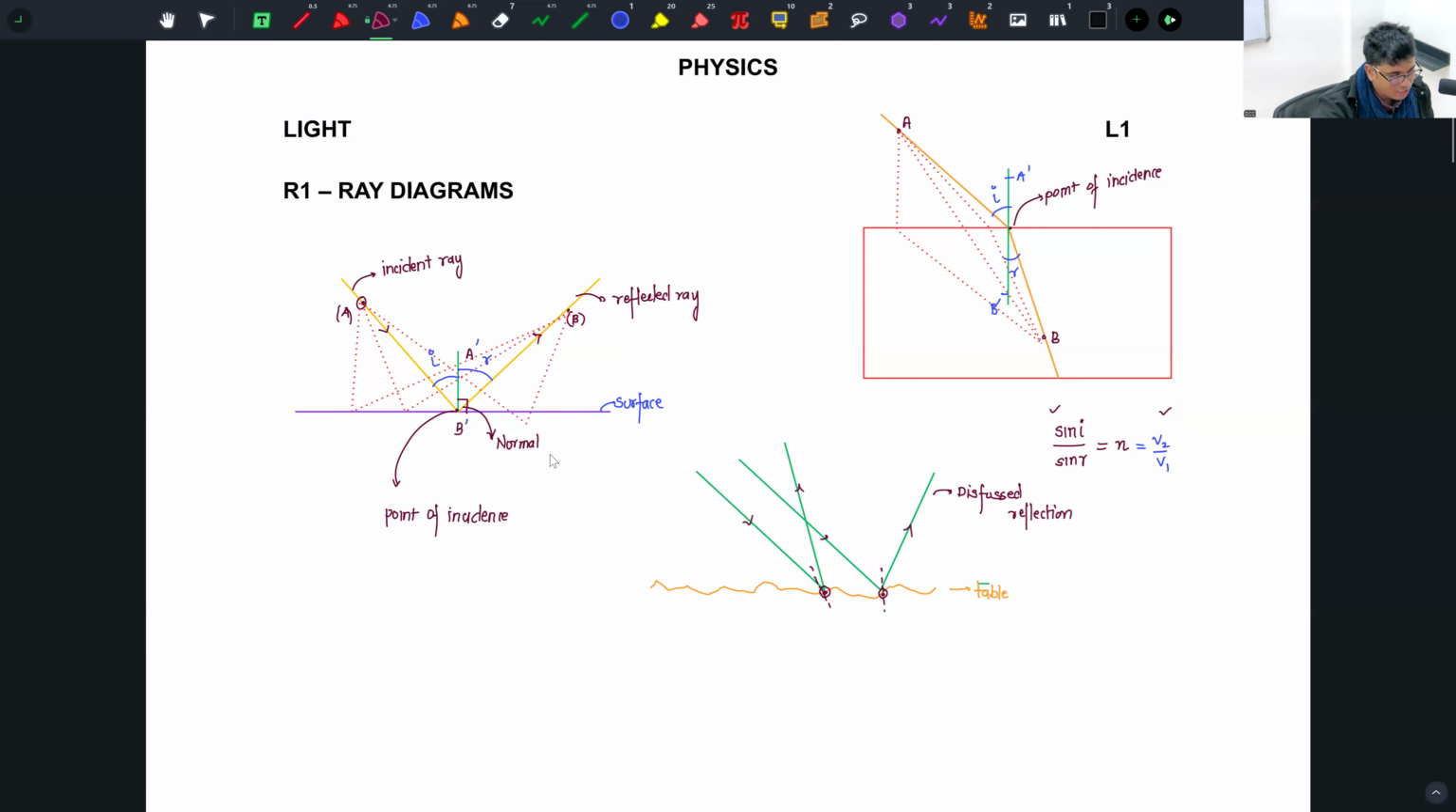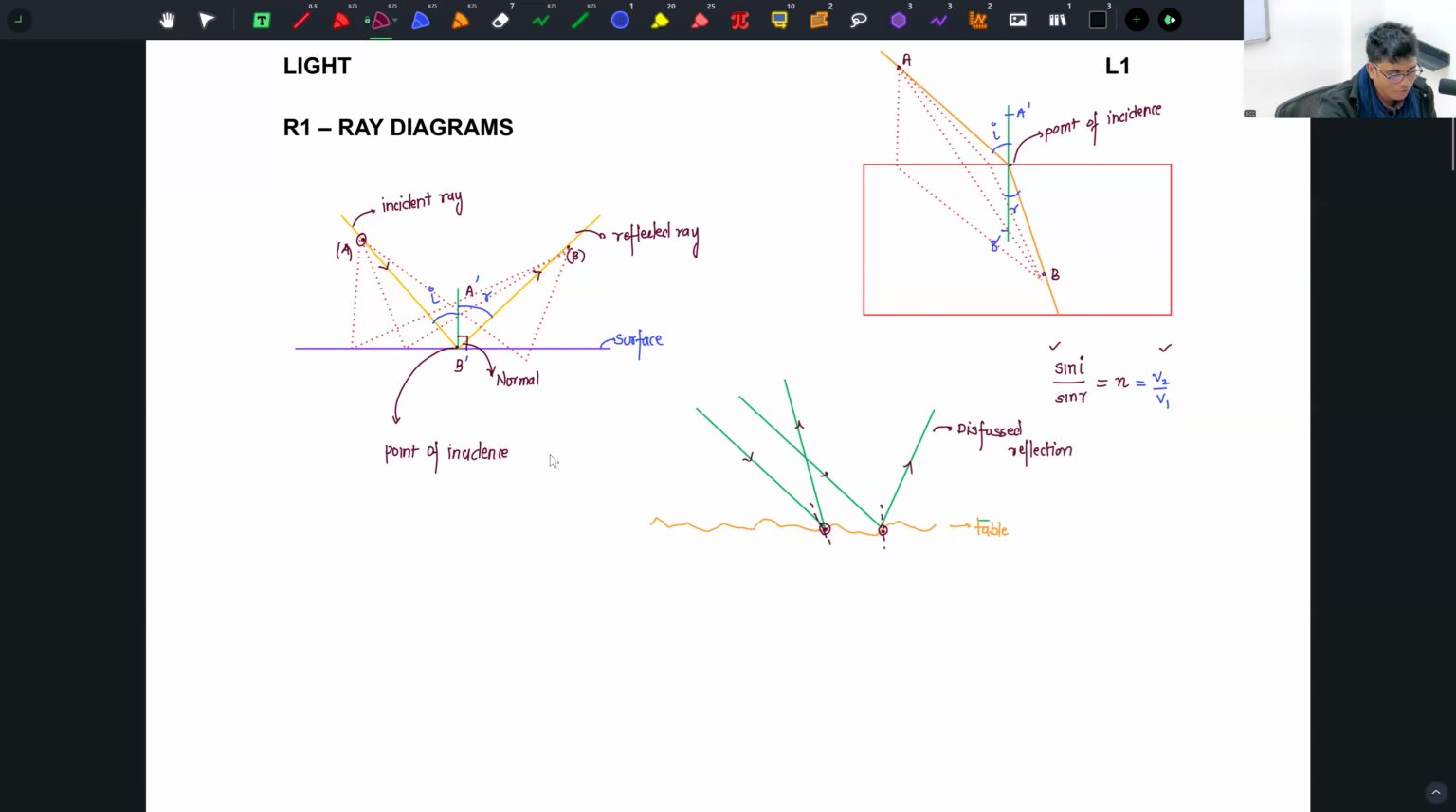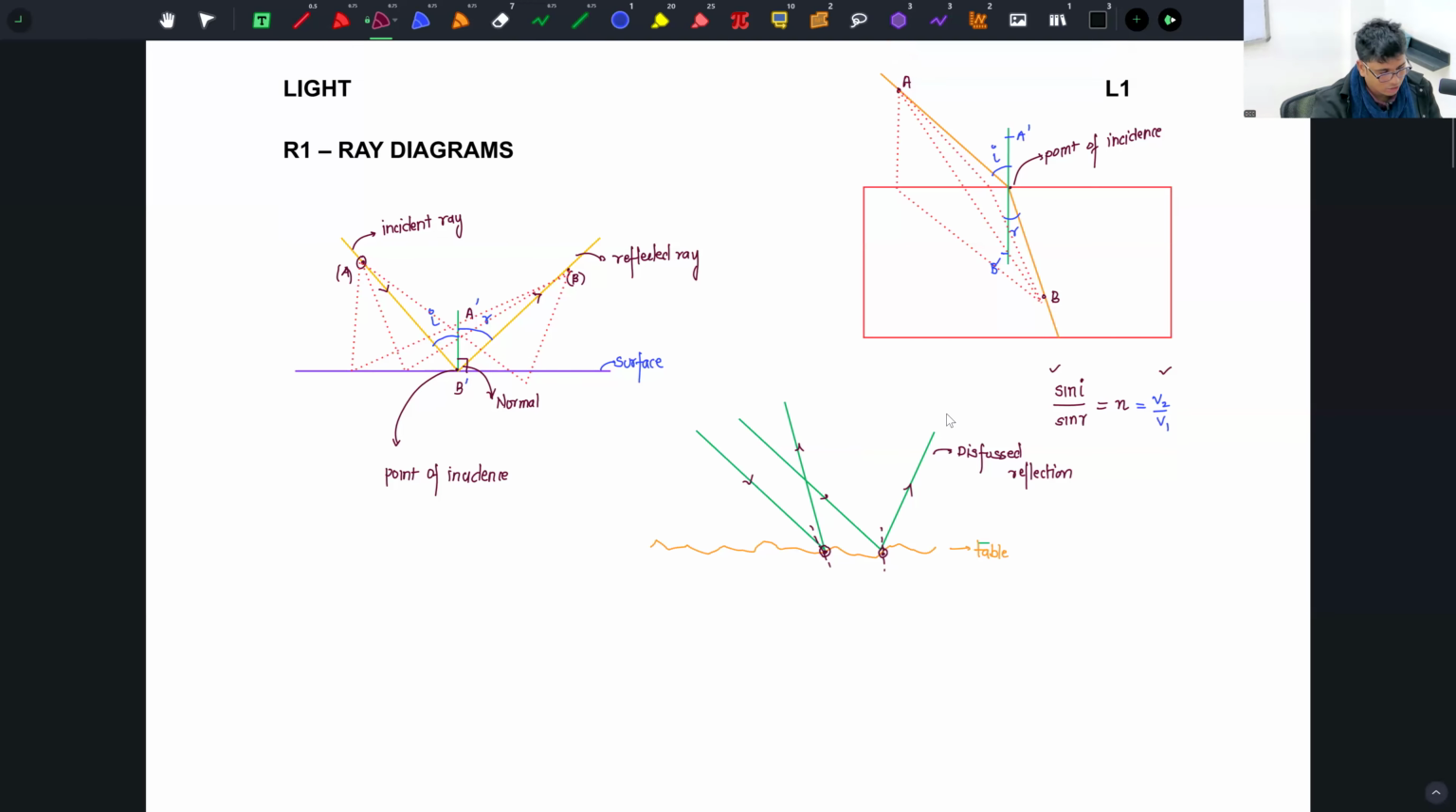Now that we understand it, let's do the first ray diagram, or first note this down. This is your reflection, this is your refraction, this is your diffuse reflection. Just some of the things I wanted to discuss. Yeah, I'll give it, but I'll give it written down things. So you just need to practice drawing right now. Don't necessarily have to do anything else.